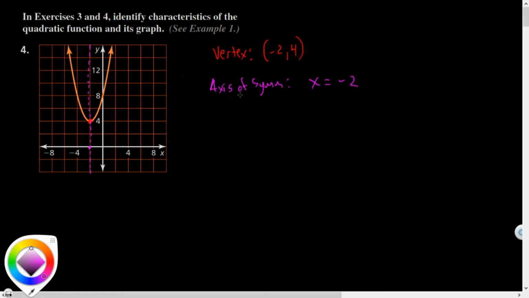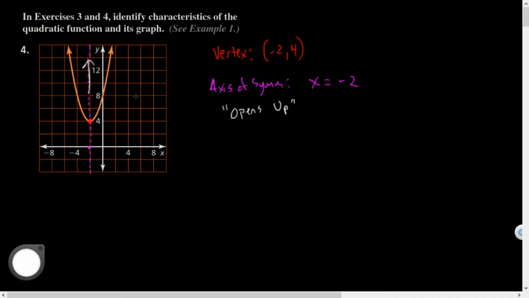Now, regarding this parabola, we would describe it as opens up, because it's facing in this upward direction. So that's what you would describe that as. Parabolas that open up will have a positive leading coefficient for their squared term, but we'll get more into that today. And I guess we could talk about domain and range.